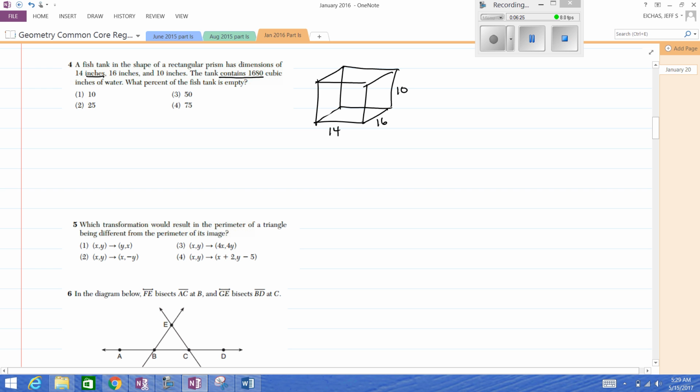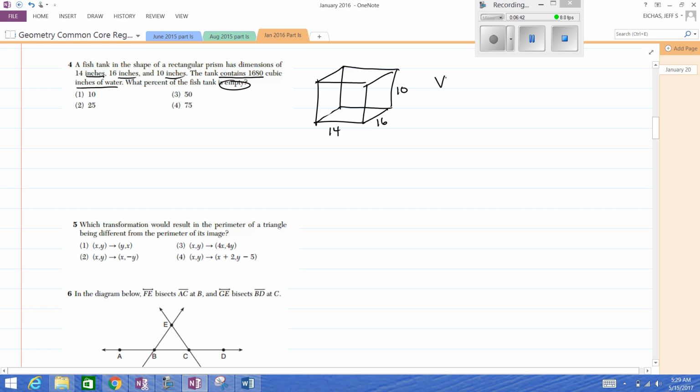So the inches are consistent. We always should check that. And then they want which percent of the tank is empty. So that's going to be careful. We're going to figure out how full it is, and then we'll have to subtract. So let's go do that.